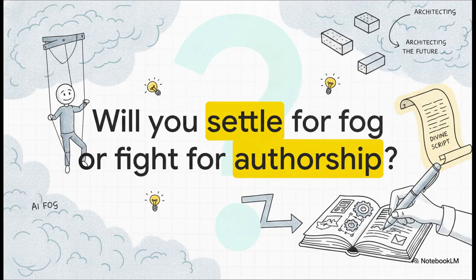So I want to leave you with this final provocative thought for our explainer today. We've completely stripped away the magic trick to see the rigid architecture beneath our digital society. As these incredibly powerful agentic tools integrate into absolutely every aspect of our lives, will you passively settle for acting as a moral crumple zone, just renting your thoughts in the AI fog? Or will you actively seize the divine script, apply your manual sweat of the brow, and architect the future yourself? The choice and the true magic of authorship is entirely yours.